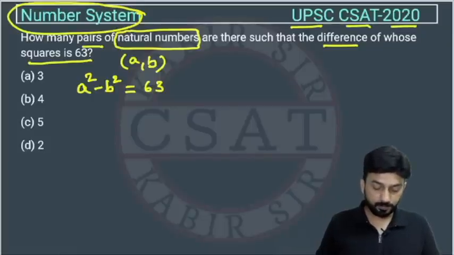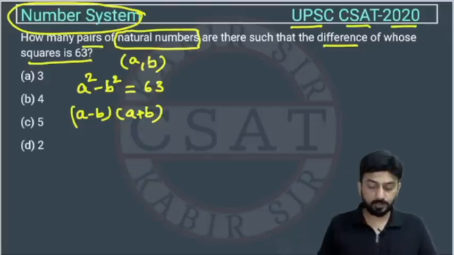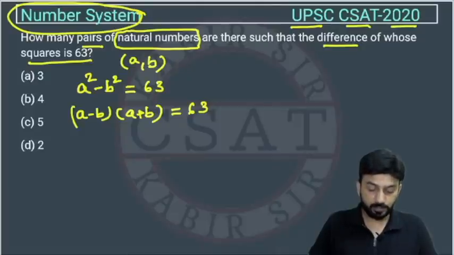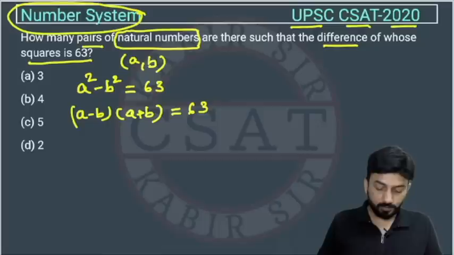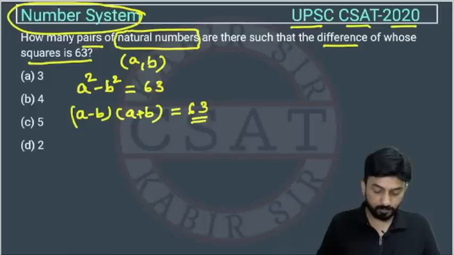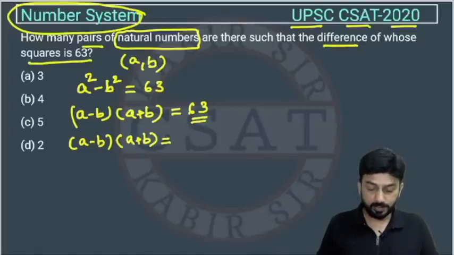So now how will we solve it? This A square minus B square, if you remember, is A minus B and A plus B, which is equal to 63, right? So here we have to find all the possible values. Okay, so now we will take the factors of 63, right? So how many ways can I write it? One possibility is I can write it like A minus B, A plus B. 1 is a factor of 63, so I can write it like 1 into 63.